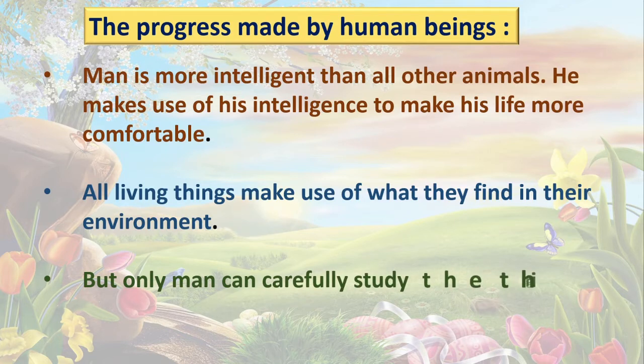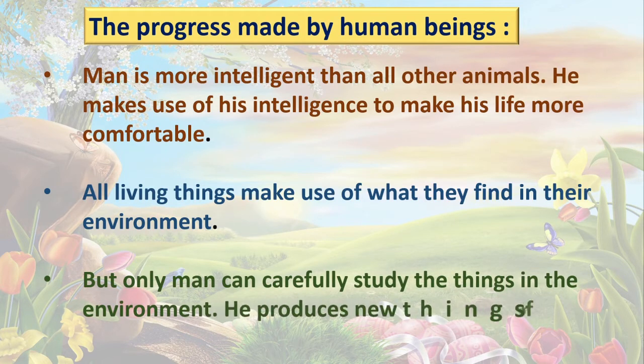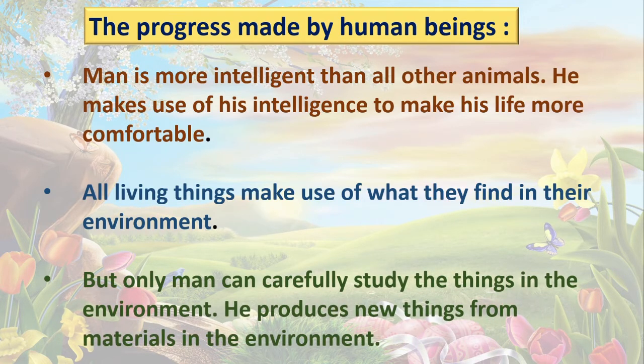But only man can carefully study the things in the environment and he produces new things from materials in the environment. Means he takes the use of the things that we get from the environment and he converts these materials according to his wish, right?